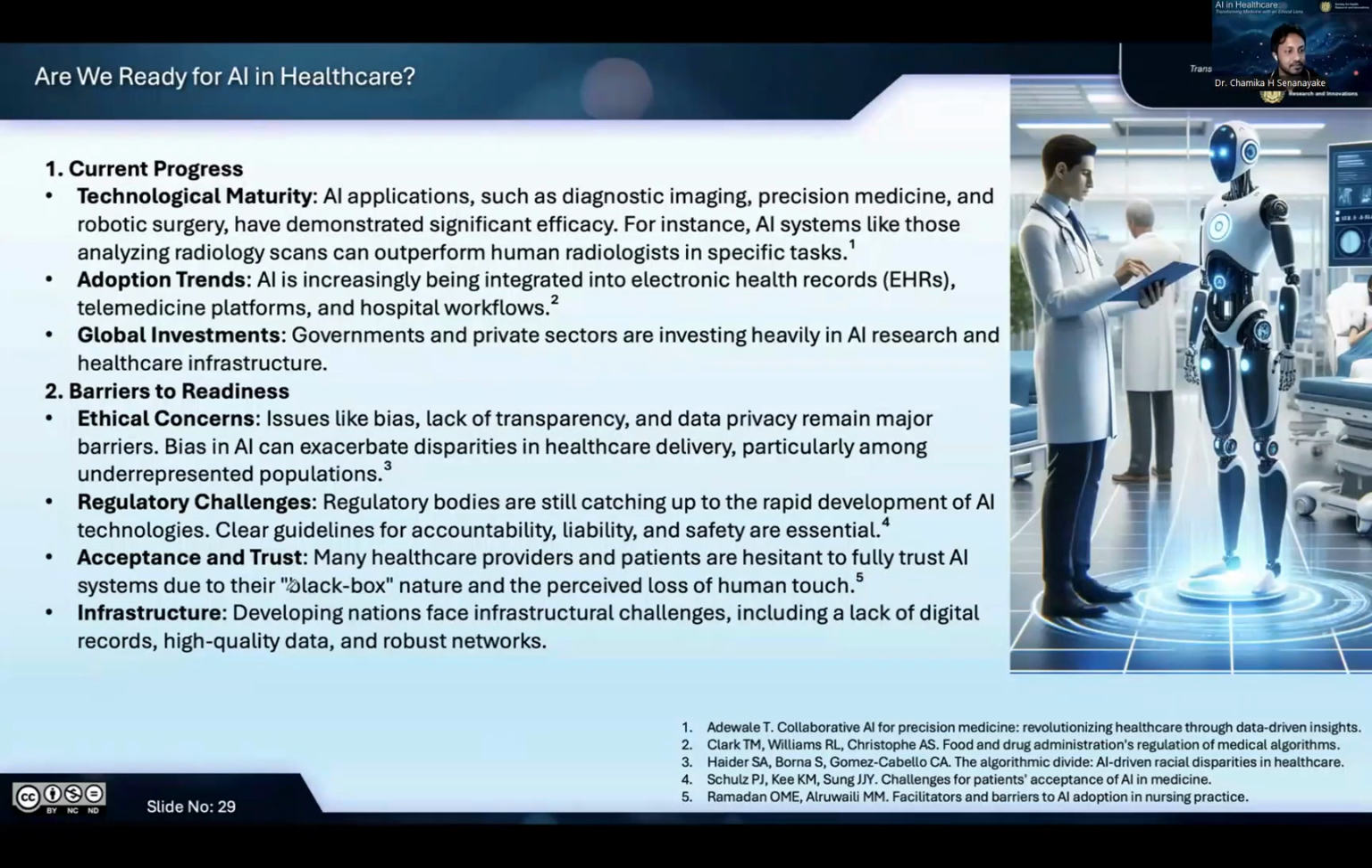Then there is the acceptance trap and the black box phenomenon I mentioned earlier. And when it comes to infrastructure, developing nations face challenges, including a lack of digital records, high-quality data, and robust networks, which is the main issue in Sri Lanka as well.